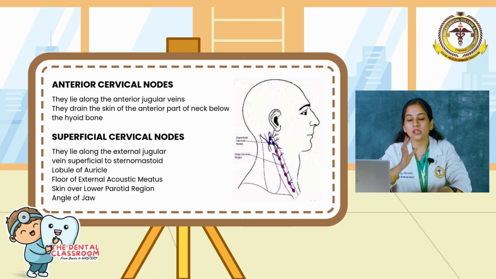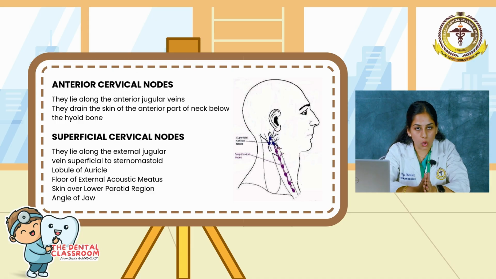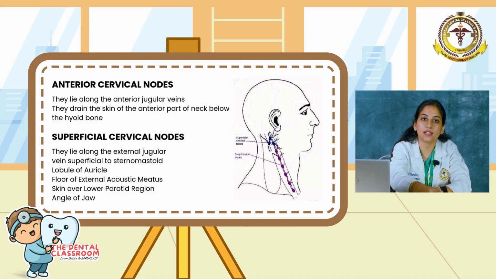The anterior cervical nodes, as the name suggests, are located along the anterior jugular vein, which is an important structure in the dissection of any tumor. We should always have an idea of preserving the internal jugular vein and anterior jugular vein, and if needed, we can put a ligation on the external carotid artery.